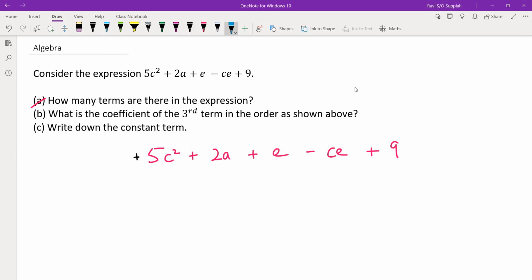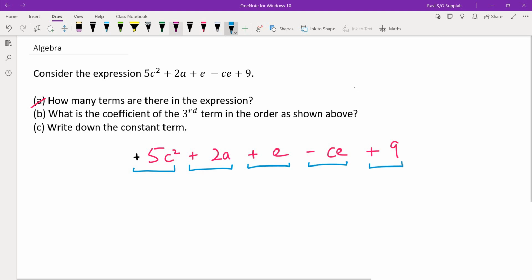Okay, so this is one term, this is the second term, this is the third term, this is the fourth term, and this is the fifth term. All right, so the answer for part A is there are 5 terms in the expression. Okay, now let's go on to part B.